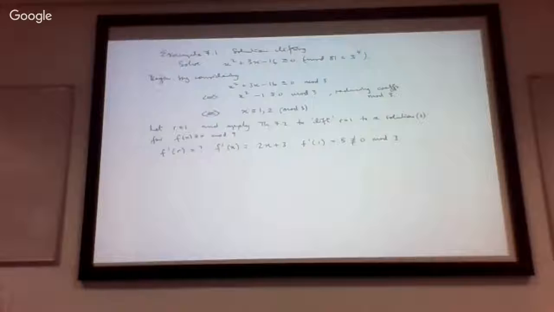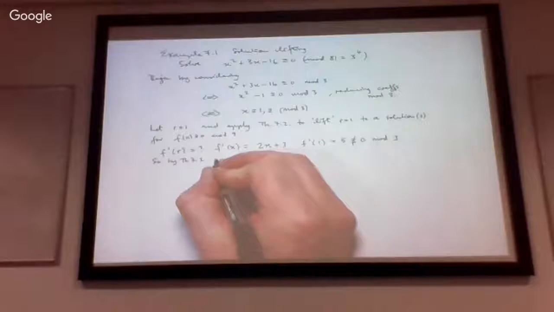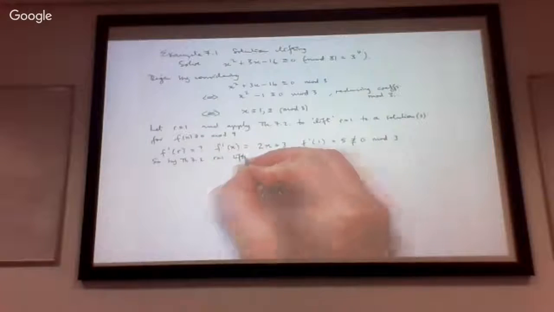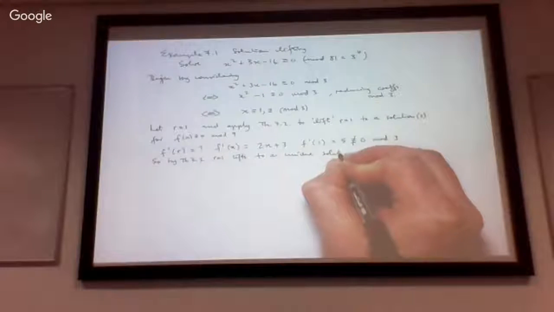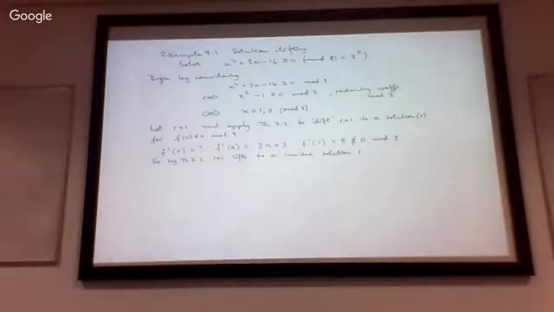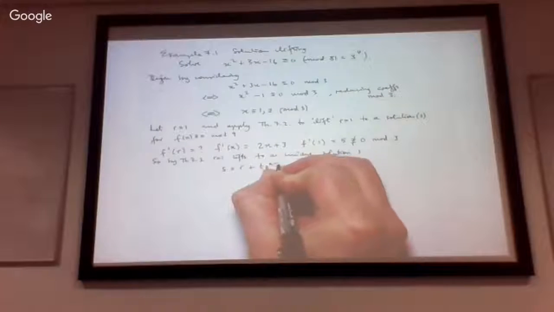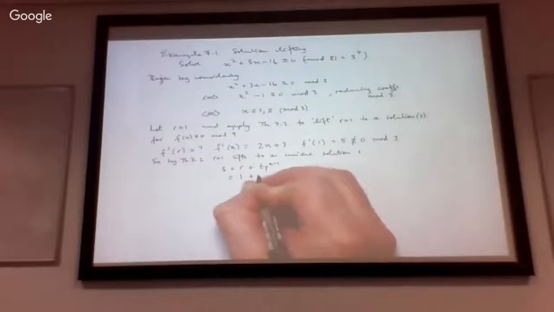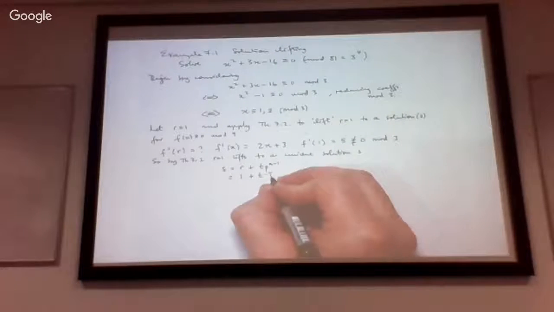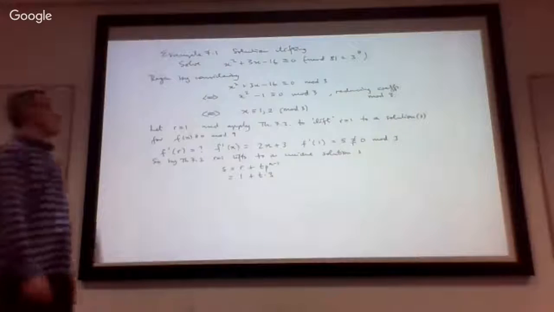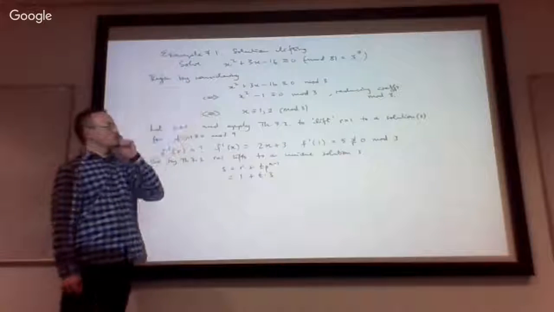If f prime of r is non-zero, by theorem 7.2, r equals 1 lifts to a unique solution S. And this S is given by r plus t times p to the a minus 1. So this is equal to 1 plus t, whatever the t is, which we'll find in a moment, times 3. The prime p is 3, and the a minus 1 is the previous level that we had, which was modulo 3.